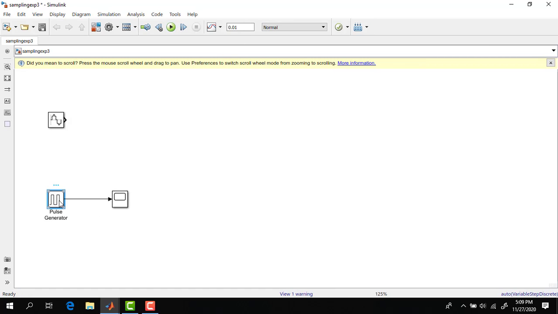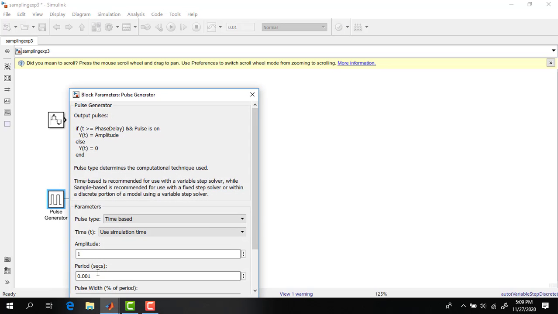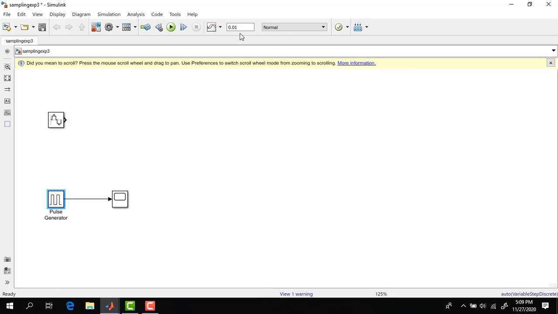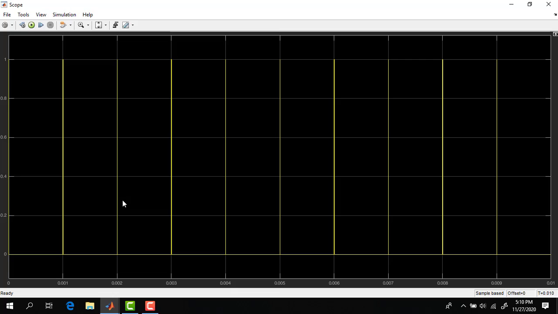You can see our time period of this impulse generator is 0.001 and our time frame for the scope is 0.01. So it's 10 times the period, so we can expect 10 impulses. So let's see. Here you can see 1, 2, 3, 4, 5, 6, 7, 8, 9, 10. So 10 impulses altogether. These are actually very close to impulses. You can see very thin lines just like impulses, 1 in that particular time and 0 otherwise.